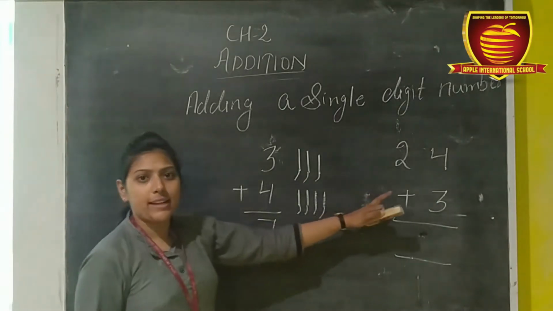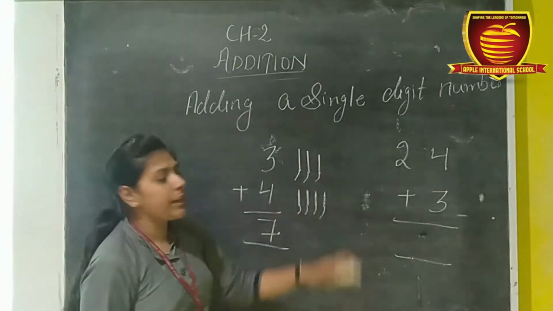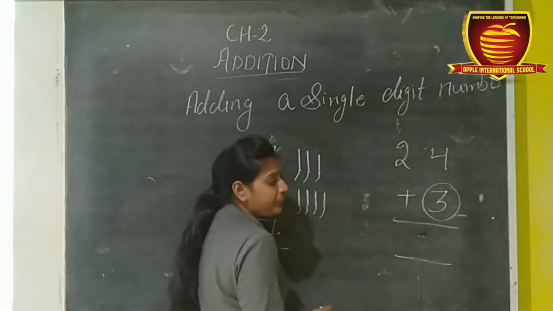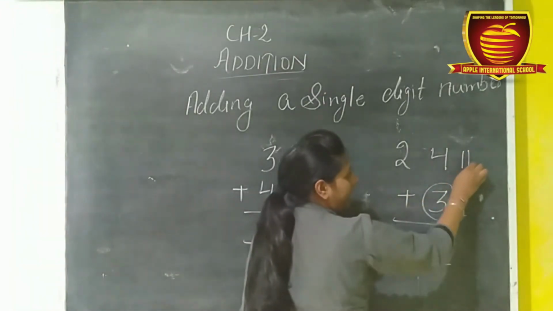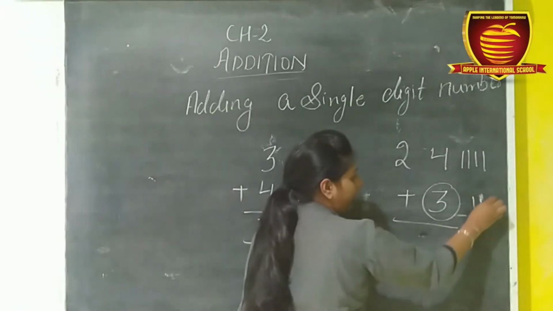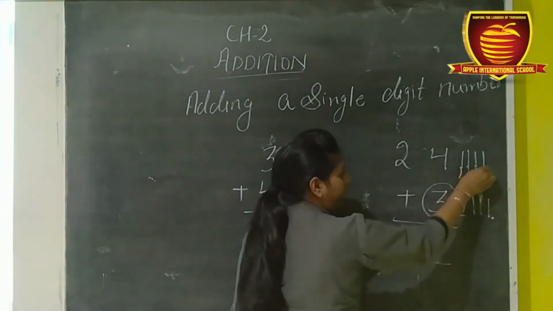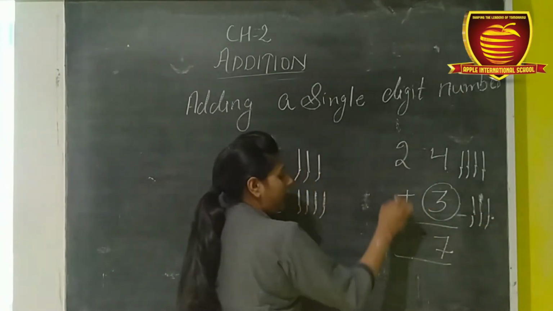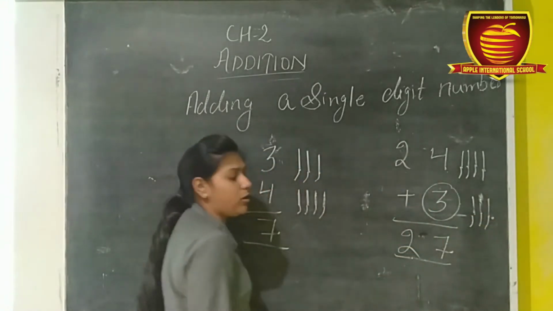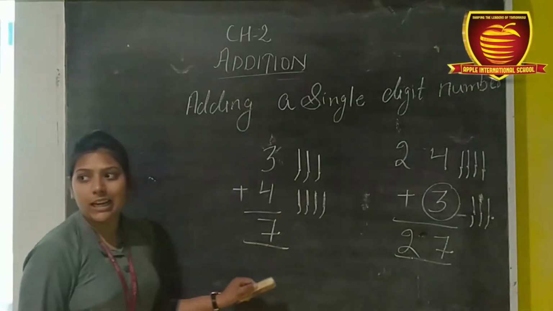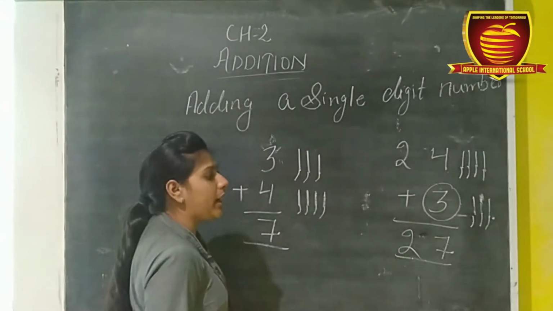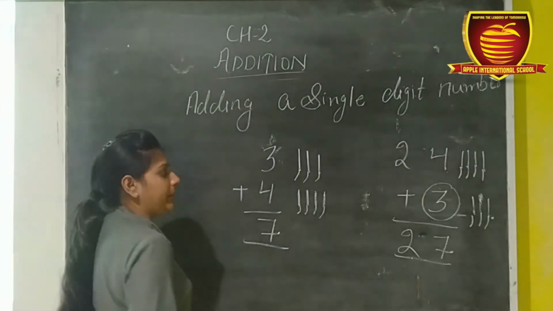See, this is also an example of addition of a single digit number. Now we have to add only 3 to 24. So you know, draw the lines here, 4 and 3. 1, 2, 3, 4, 5, 6, 7. And here 2. So this is also an example of single digit addition. When we add 3 to 24, the answer is 27.